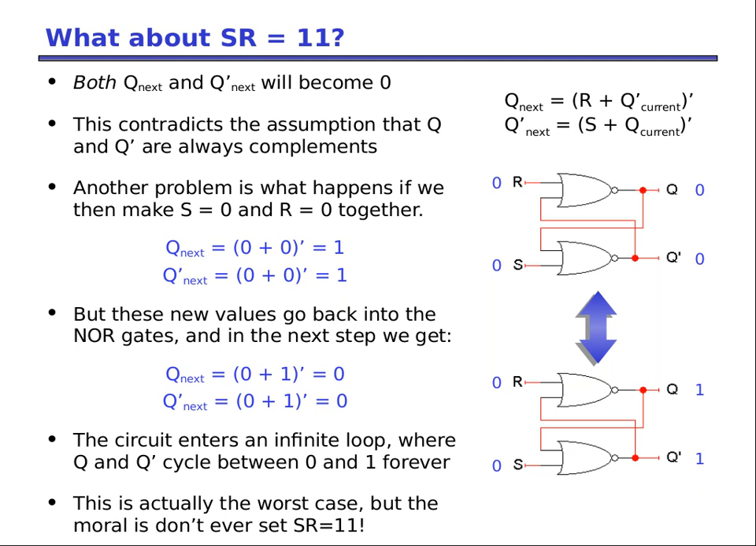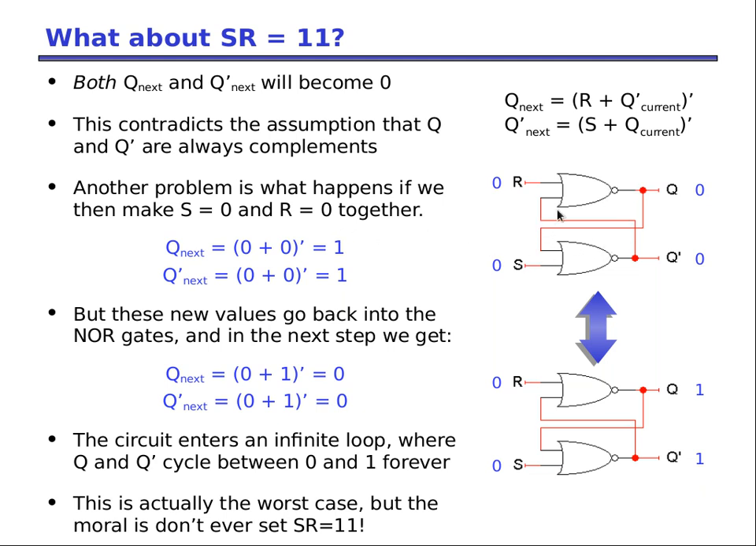All right. So let's go look at what happens if we set both. Q next would be reset. Well, plus we don't care. NOR-ing that would make Q next 0, and then over here S is 1, so we don't care what Q current is. NOR-ing that would make it 0. So they both would become 0, which is not good. Another problem is what if you set S and R back to 0 afterwards?